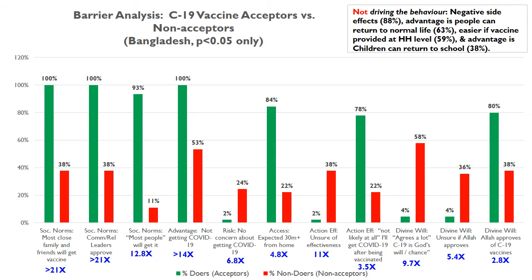Perceived risk was also very important. Non-acceptors were 6.8 times more likely to say that they were not concerned at all about getting COVID-19. Perceived access was also very important, as one would expect. Acceptors were 4.8 times more likely to say that they expected the vaccine to be offered within 30 minutes of their home.